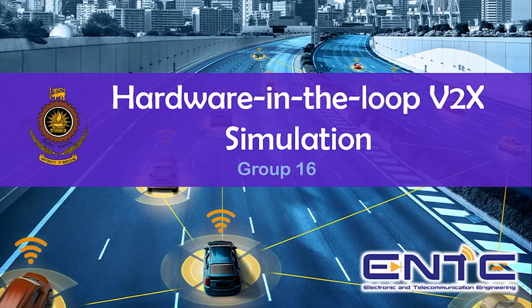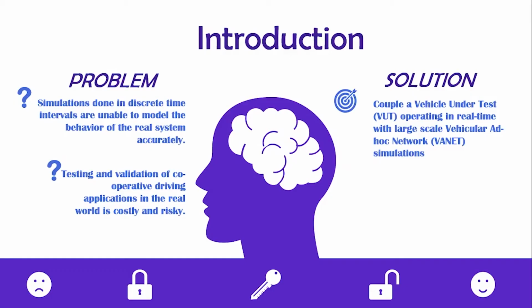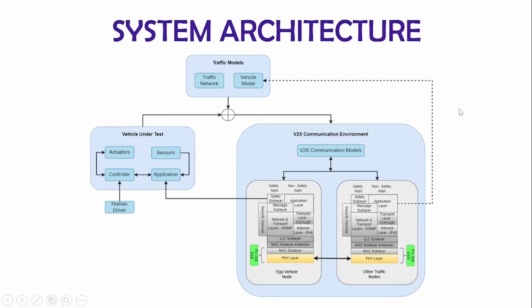Our project is hardware-in-the-loop V2X simulation. Testing and validation of cooperative driving have some challenges. Testing in the real world is costly and risky, and simulation is done in discrete time intervals. Our solution is to couple the VUT operating in real time with large-scale VANET simulation in order to test and validate cooperative driving applications. This is our system architecture.